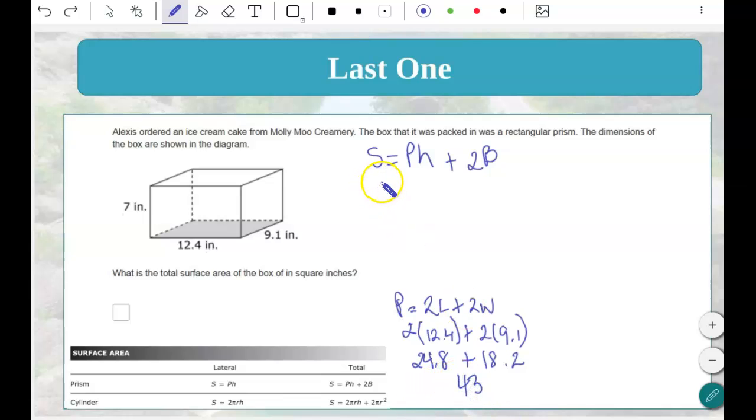So far we have the perimeter is 43. This is the height. So we can do that times 7. We still need to find the area of the base. So let's do that over here. Length times width. So 12.4 times 9.1. And use your calculator. 12.4 times 9.1, 112.84.